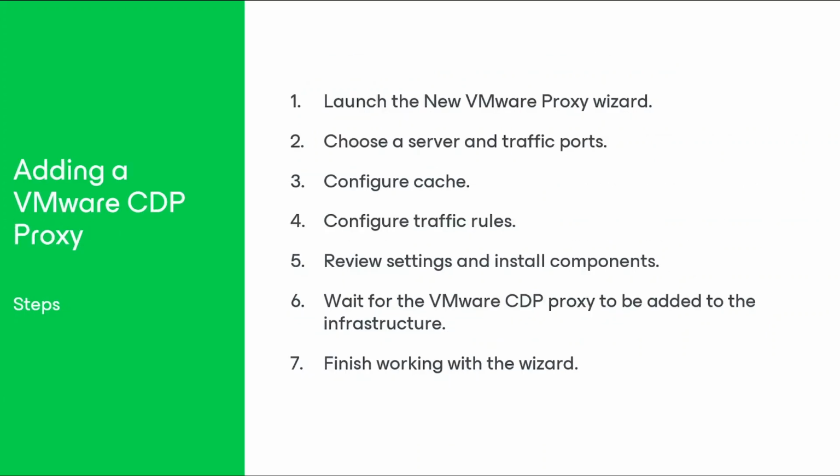So, adding the VMware CDP proxy itself is a very simple process. If you have already added a regular VMware backup proxy, then there is not much difference. You just choose a server, you specify the traffic ports or go with the default ports. You configure the cache, so that's the disk cache that you need to have on the local machine, right? By default, it's 10 gigabytes. You can optionally specify some traffic rules, whether you want traffic encrypted, etc., or throttled. Then you review the settings and it will be added to the infrastructure.